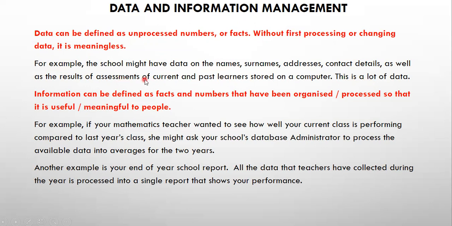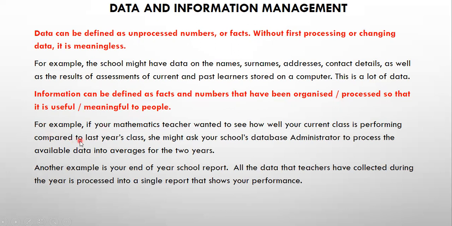Now, this data, if you process it, can become meaningful, and that becomes information. Information can be defined as facts and numbers that have been organized and processed so that it is useful and meaningful to people. So this is unprocessed numbers of facts. This, information, is processed numbers and facts.